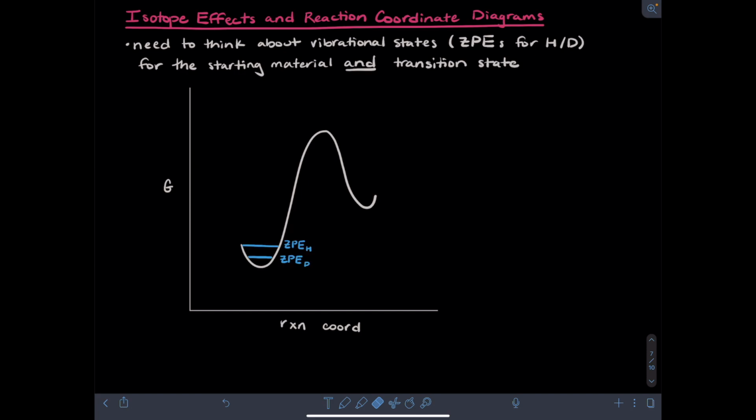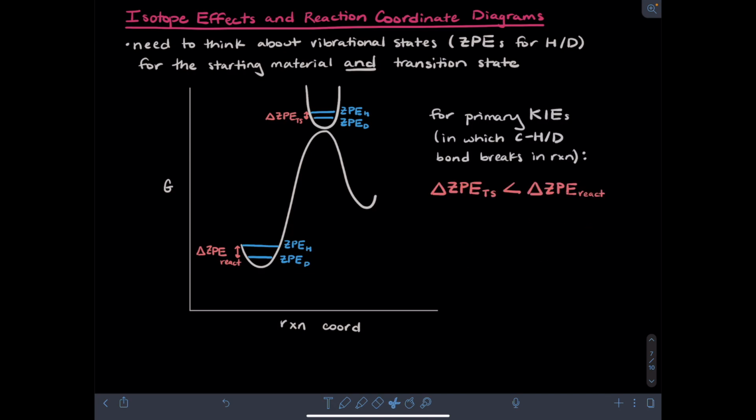For the starting material, we can think about different lowest energy vibrational states known as zero-point energies for hydrogen versus deuterium. It's always lower for deuterium compared to hydrogen because of the larger reduced mass. At the transition state as well, we also have differences in energy for hydrogen versus deuterium bonds. So we can think about a difference in zero-point energies between hydrogen and deuterium for both the reactant as well as differences at the transition state.